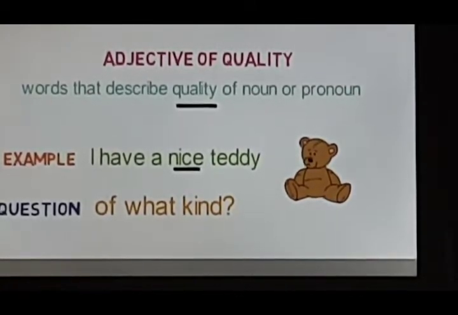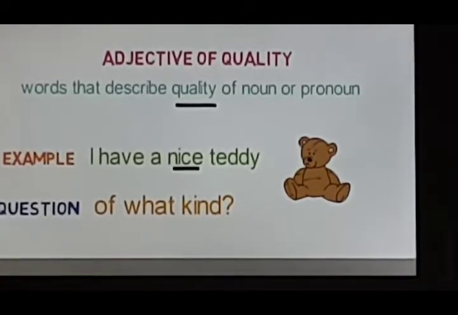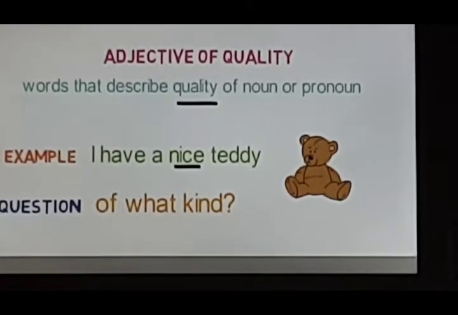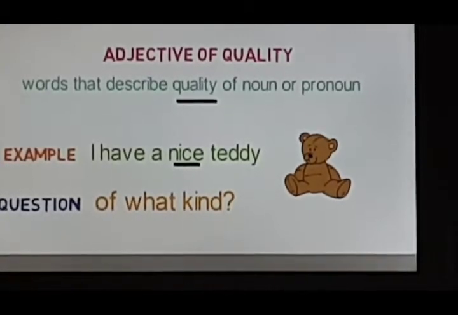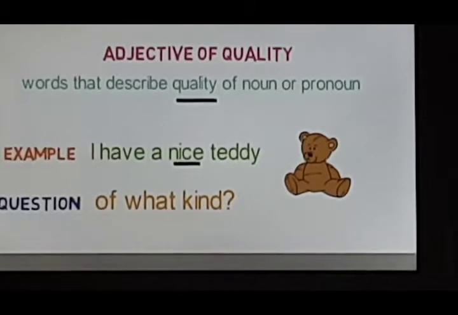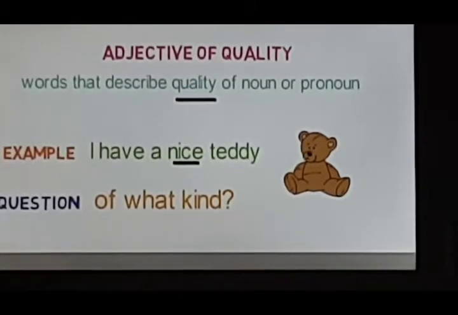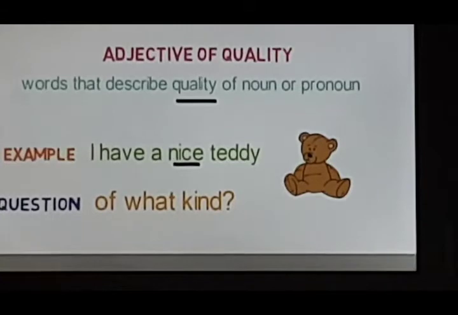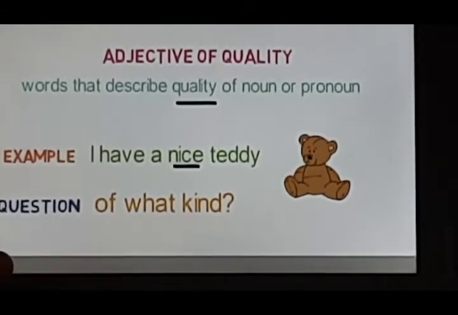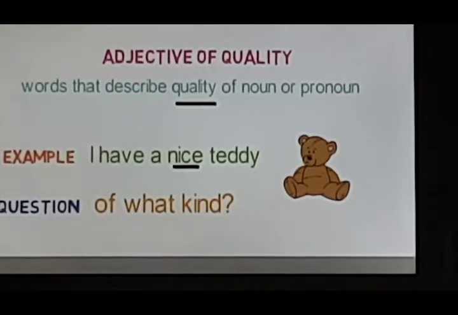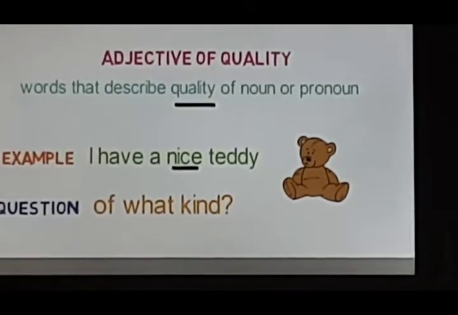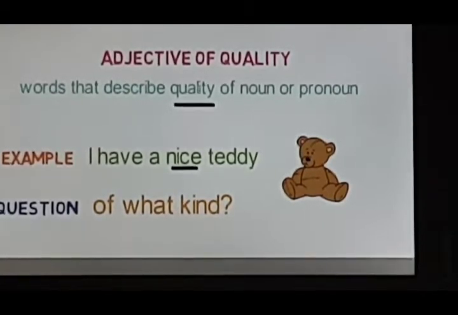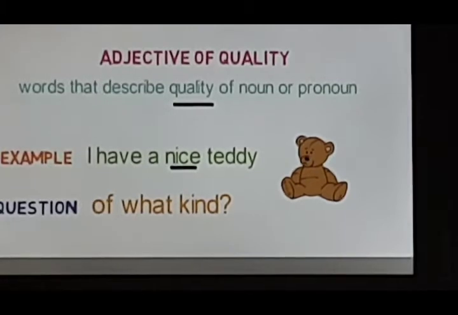Words that describe quality. See here, we are answering the question what kind when we are forming the opinion about some noun. What kind of a noun is this? The noun is good, bad, beautiful, ugly, tall, small, big, little. All these words which can be used for the question what kind, they are all adjectives of quality. They tell us about the quality of a noun, and that quality can be, remember, positive as well as negative.